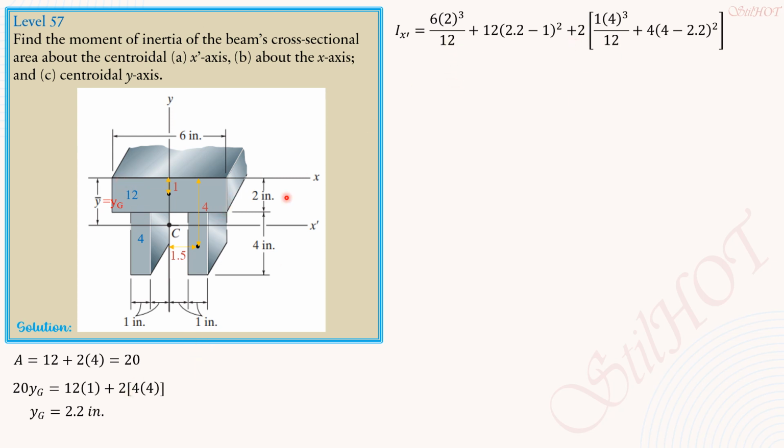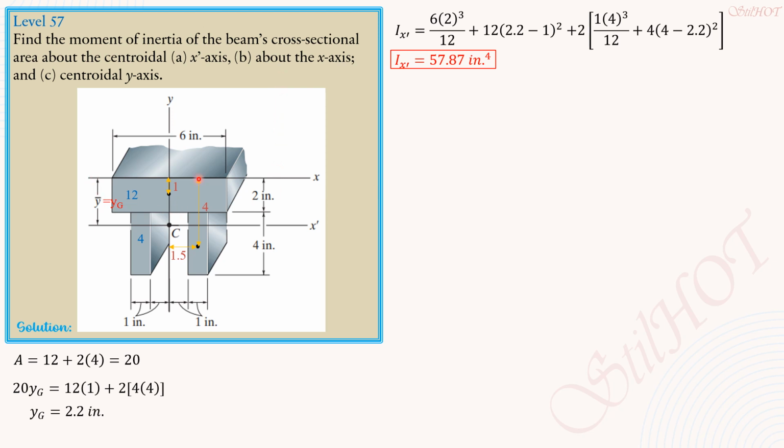2 times the moment of inertia of this rectangle with respect to its centroid, which is 1 times 4 cubed over 12. So times 2, 1 times 4 cubed over 12, plus area, which is 4, times the distance between this centroid and the x prime axis, which is 4 minus yg, 2.2, quantity squared. So area times quantity 4 minus 2.2 squared, then times 2, because we have two identical areas. Combining, Ix prime equals 57.87 inches to the fourth.